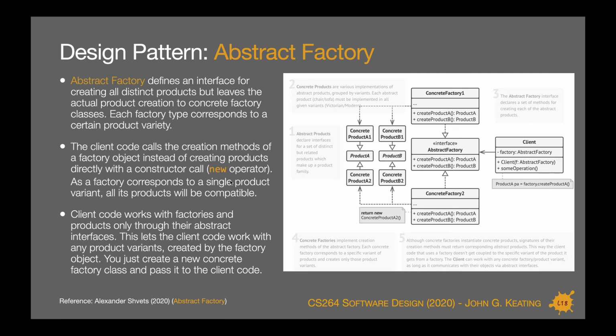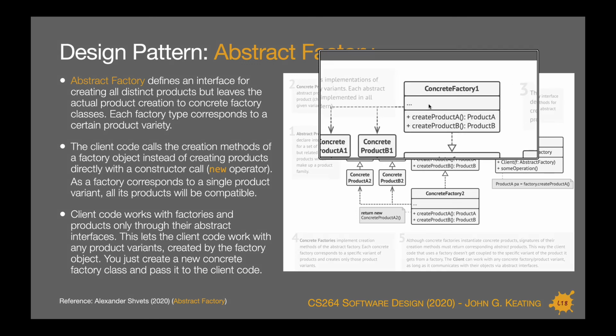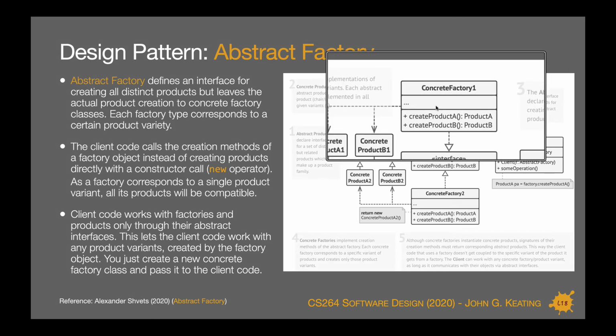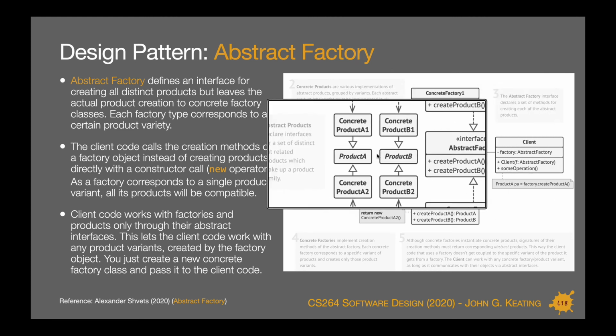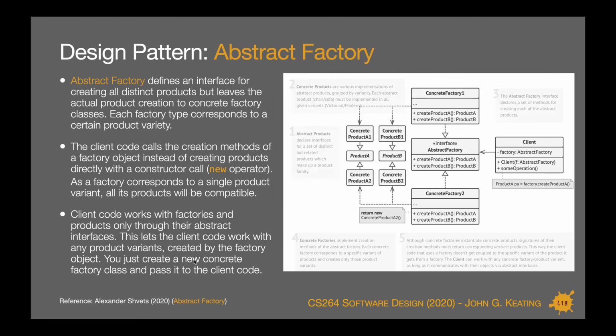As a factory corresponds to a single product variant, all its products will be compatible. So if this produces product A and product B, and the variants of product A and product B, then they will all be compatible. The client code works with factories and products only through their abstract interfaces. You can see that, abstract interfaces here. That lets the client code work with any product variants created by the factory object. You just create a new concrete factory class and then pass it to the client code. That's how it works. It's kind of nice.